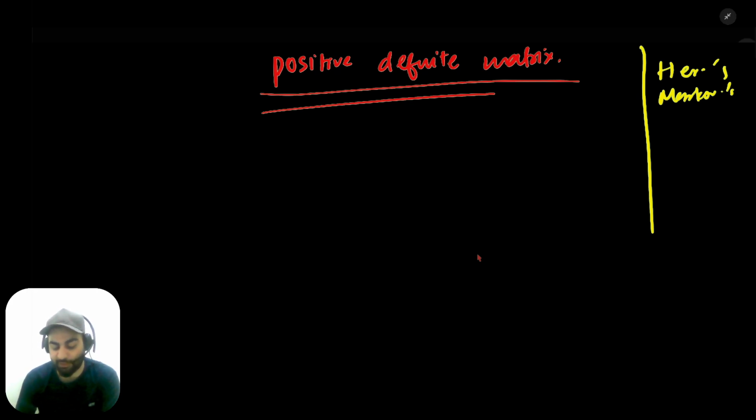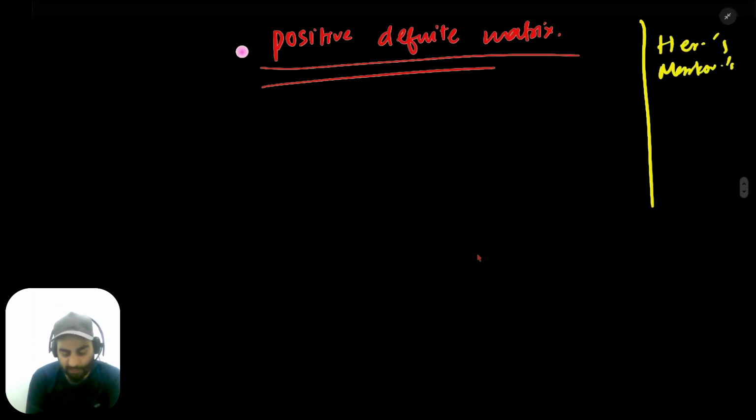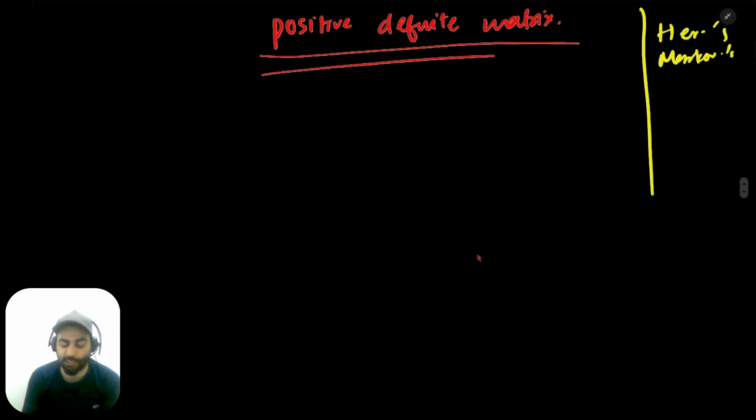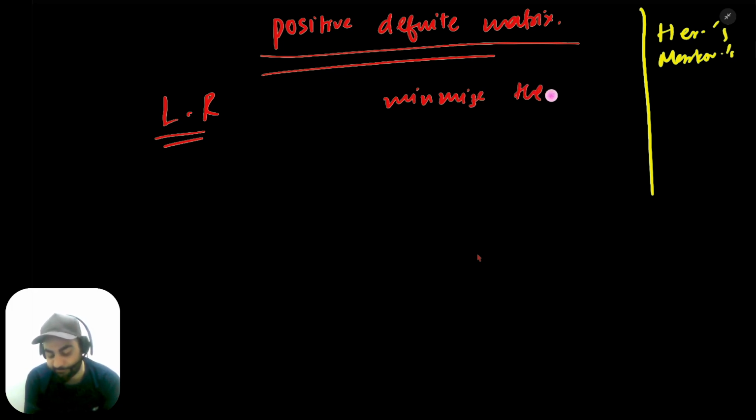Why are they important? Because of positive definite matrices, when you try to find a minima. Let me first explain what a minima and a maxima are, so that you get the context of where these positive definite matrices are used. In the linear regression algorithm that you saw, I told you that we have to minimize the error.